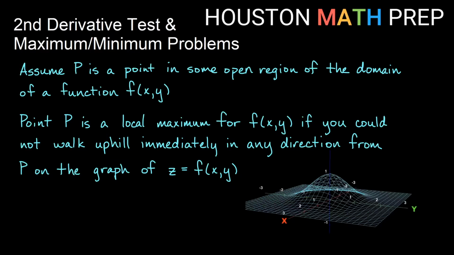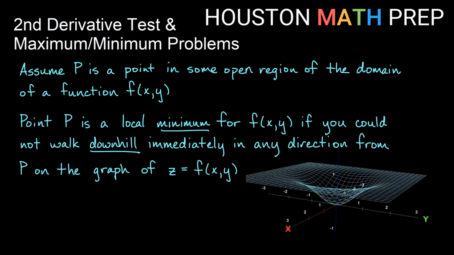If we assume we call some point P, and that's in an open region of the domain of our function f of x, y, our point P is a local max if you could not walk uphill on the graph immediately in any direction from P. If you look at being at the top of this hill, let's say on the z-axis, obviously there's nowhere to walk but down in any direction. So that's the idea of a local maximum.